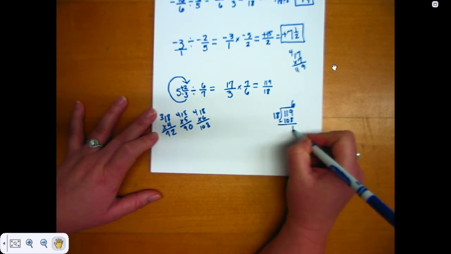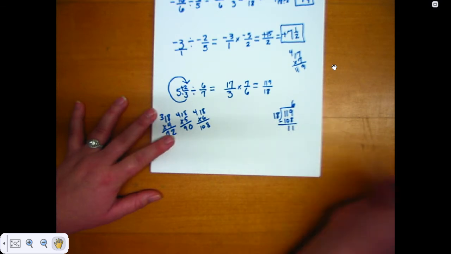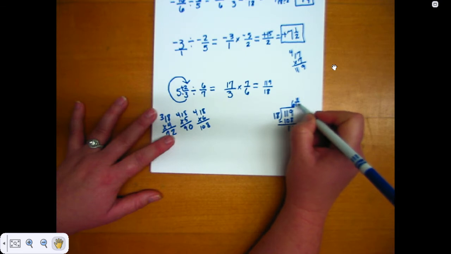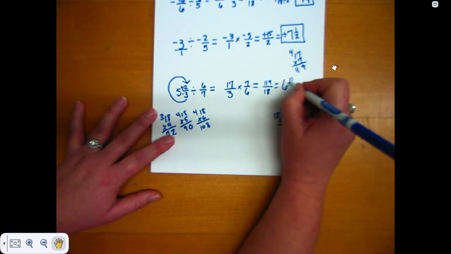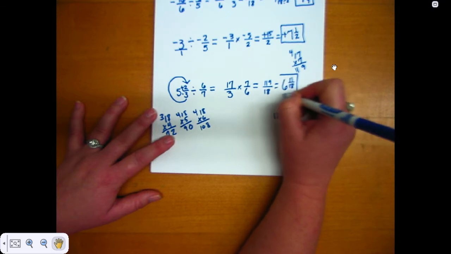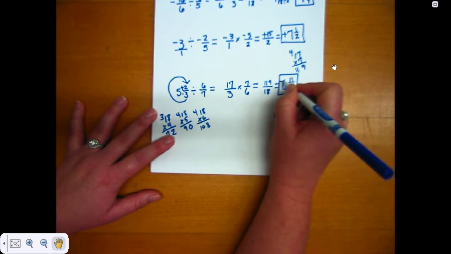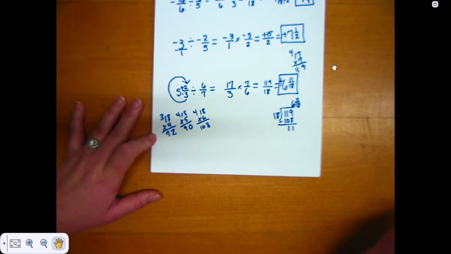We subtract and we get 11. 11 is less than 18, so it is our remainder. So we are left with 6 and 11/18 as our answer, and it is positive. Positive 6 and 11/18.